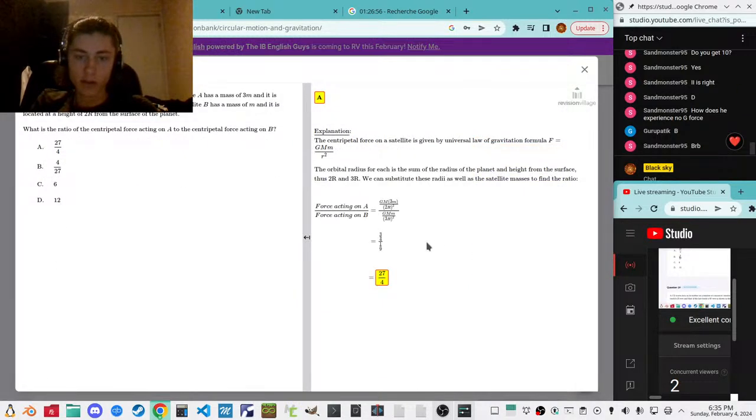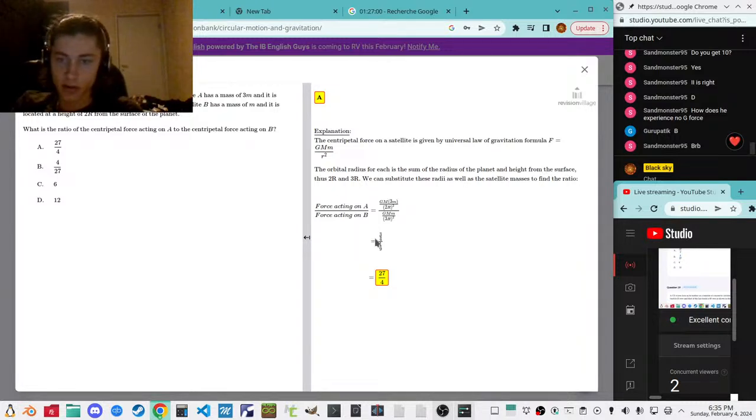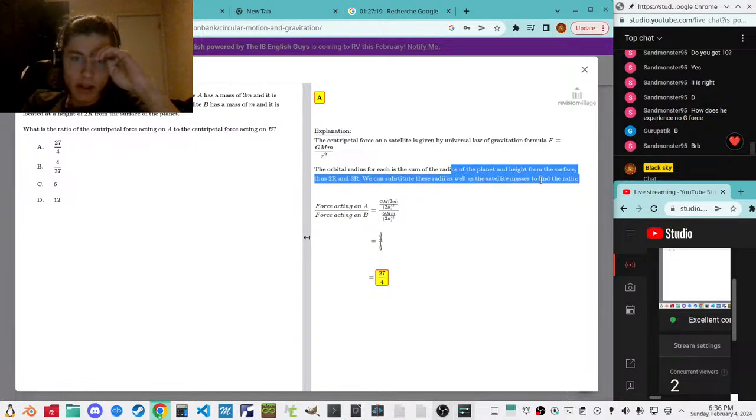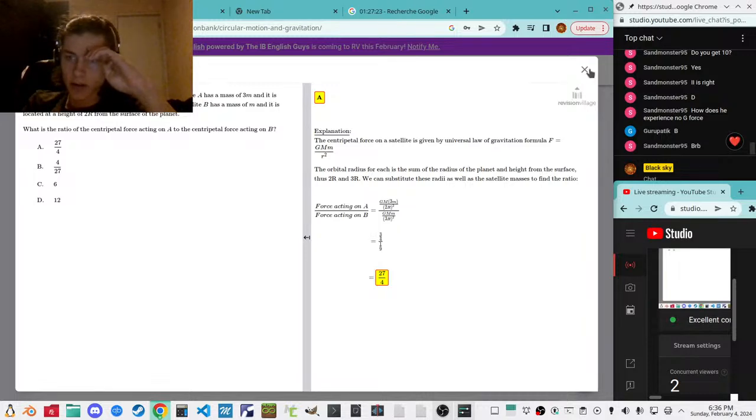Let's see. It was A. It was either A or B because the IB are not creative in that way. Let's see why. It's the sum of the radius of the planet and the height from the surface, thus 2r and 3r. Oh, you had to use... Yeah, see, the masses don't matter. That was cheeky of them.